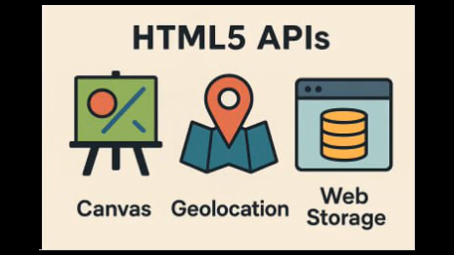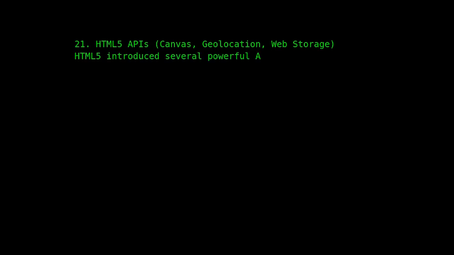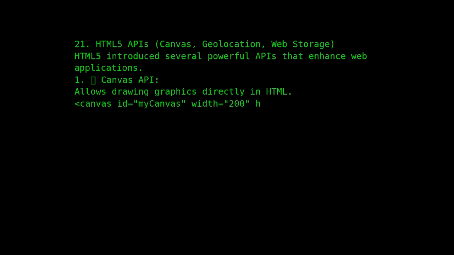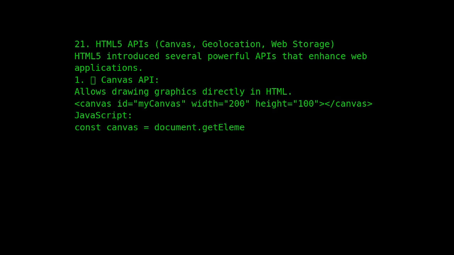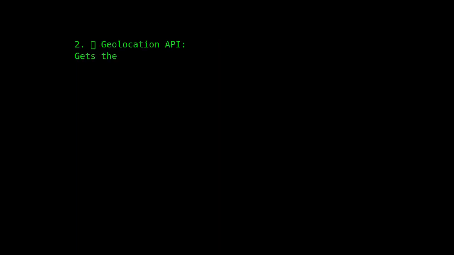HTML5 APIs: Canvas, geolocation, web storage. HTML5 introduced several powerful APIs that enhance web applications. 1. Canvas API allows drawing graphics directly in HTML. Canvas id myCanvas, width 200, height 100. JavaScript: const canvas equals document.getElementById myCanvas. Const ctx equals canvas.getContext 2d. ctx.fillStyle blue, ctx.fillRect 10.